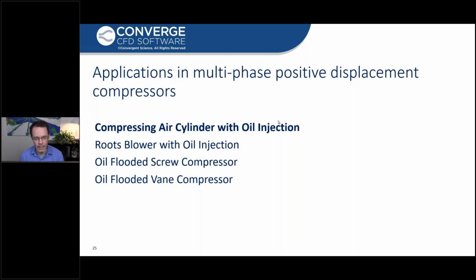Now, having discussed some of the baseline of the models involved, we'll start demonstrating Converge's capabilities from a very simple case and moving up to more complex cases. And our first case, the simplest, is a cylinder filled with air that's injected with some oil to kind of mimic the process that occurs in oil-flooded positive displacement machines. After that, we'll talk about three practical examples in real flows.